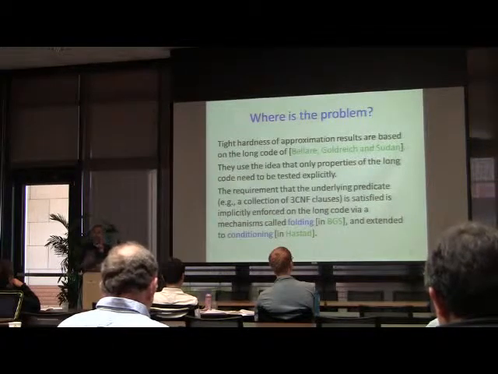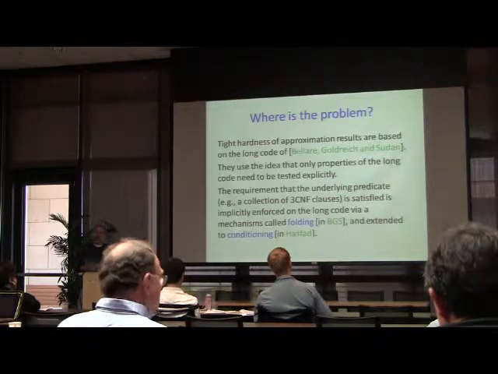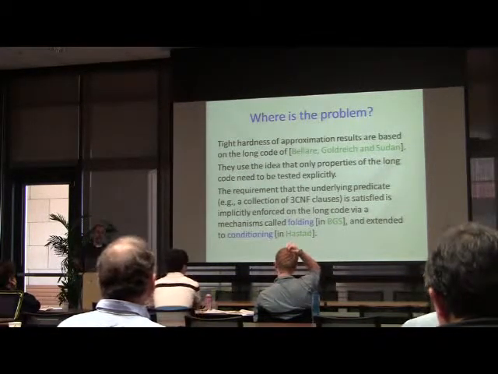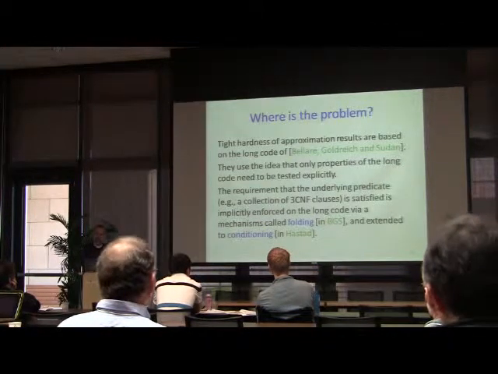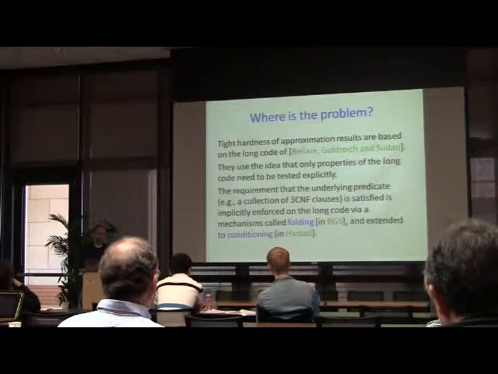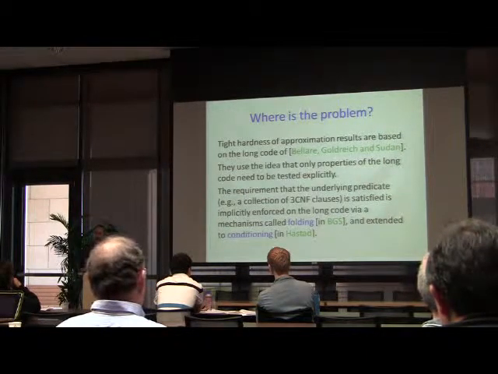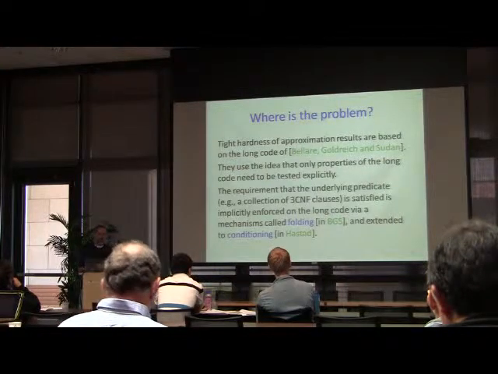So let me explain where the problem is. This is a bit technical, but not too technical. So how does one prove tight hardness of approximation results using today's technology? They're all based first on the PCP theorem, but this we already have the corresponding theorem in the universal setting. And in addition, they use what is known as the long code, which was introduced by Bellare, Goldreich, and Sudan. And the long code has some very nice properties.